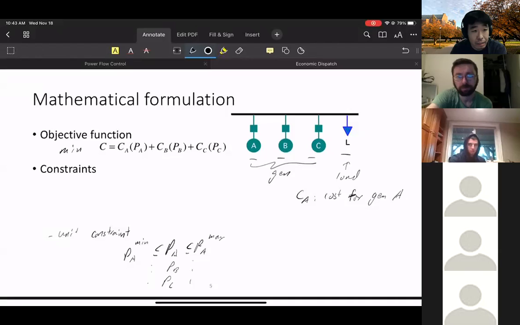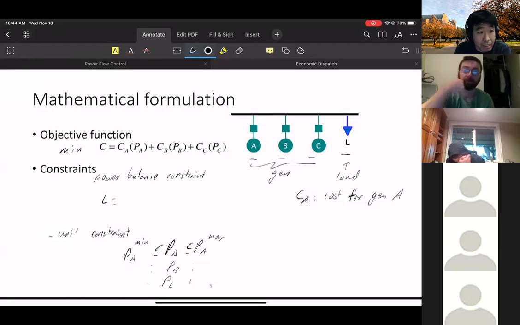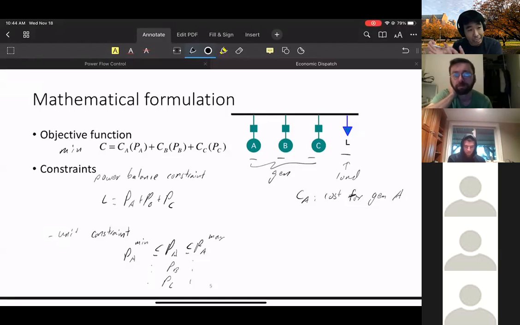It needs to be like requiring power. Right, we need something called the power balance constraint, right? Is that PA plus PB plus PC equal to the PL? Right, so we're going to use just L for the load, not P, for simplicity convention, but that's the correct constraint. PA plus PB plus PC should equal L. So the total amount of generation I have in the network, the system, should equal the load.